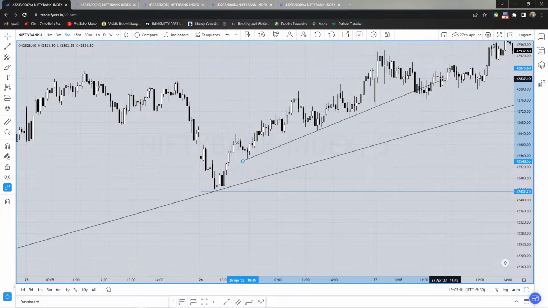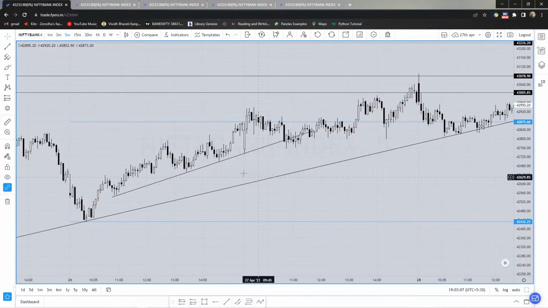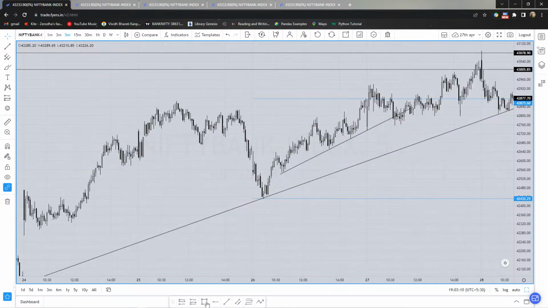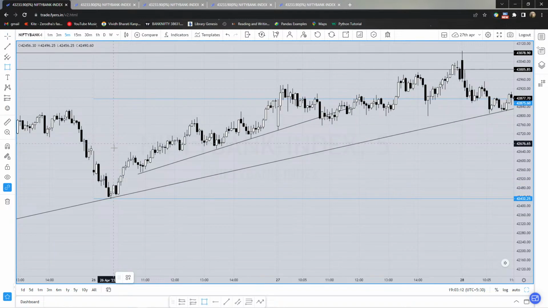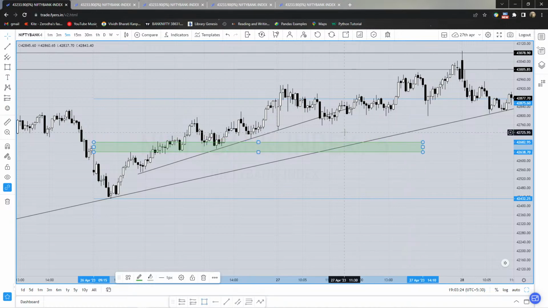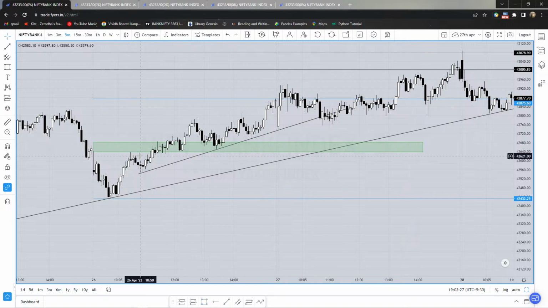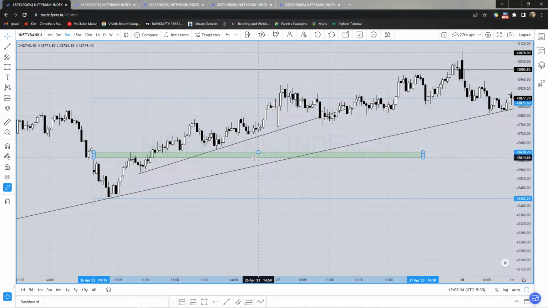And then there is the previous flip zone. This is the place where price took support multiple times. Or actually over here, it should be somewhere around. Can the flip zone ever be like this? Of course it can be.